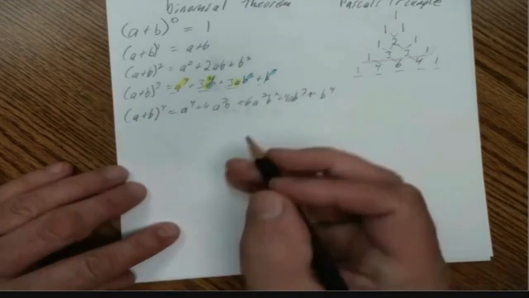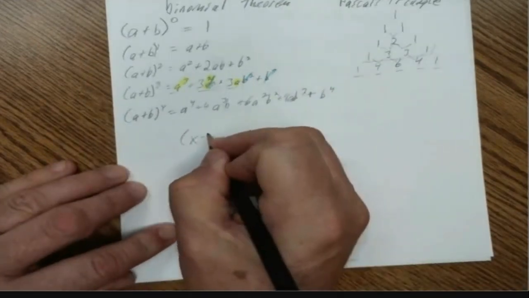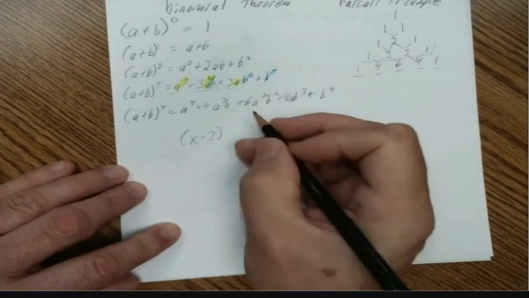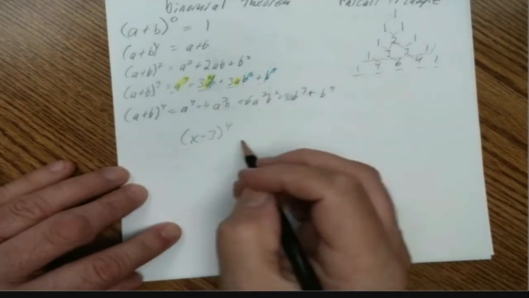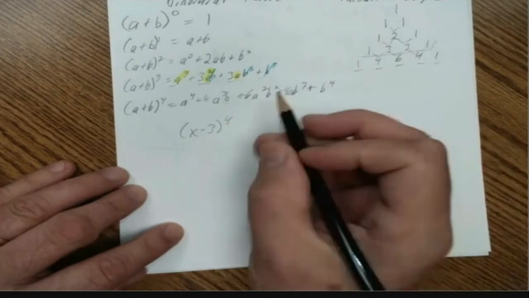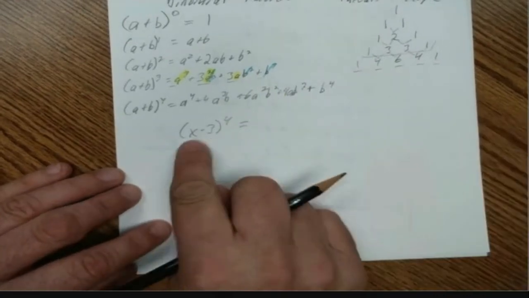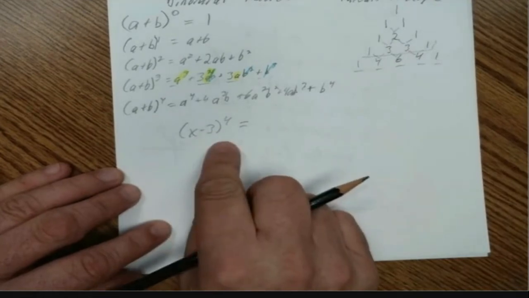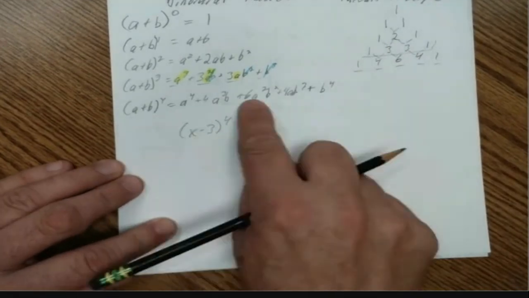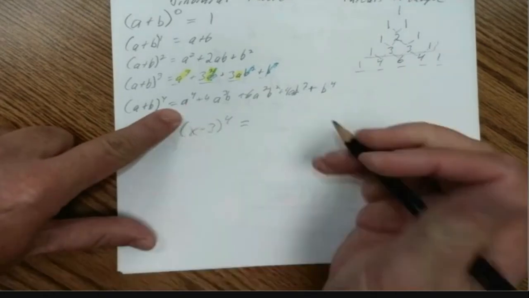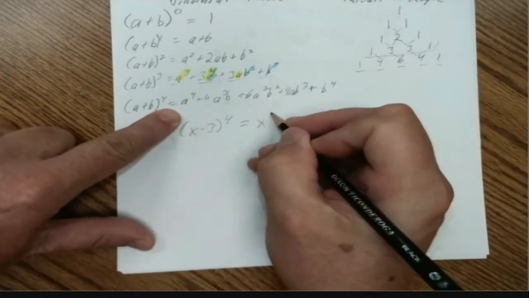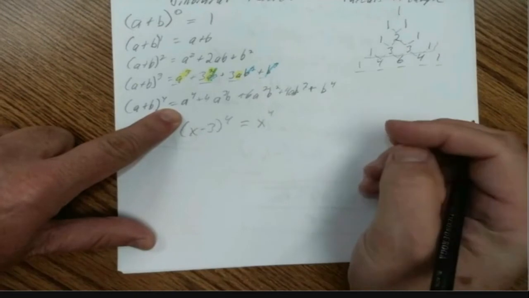So let's look at that with an actual number. Let's put something there: x minus 3. And let's make it to the fourth power, x minus 3 to the fourth. It does give this example in your textbook as well. So with x minus 3, that's our a and our b. We know the pattern is this pattern here. So we would start out with x to the fourth. That would be our first term.